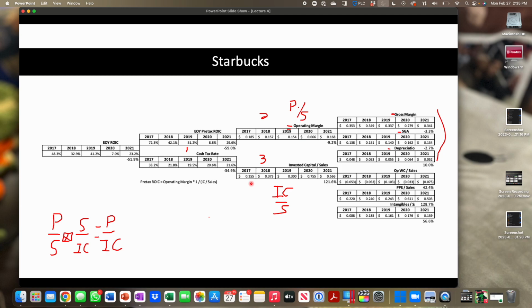If you have more current liabilities than current assets, you can have negative working capital. From an operating perspective, the three most important things to operating working capital are accounts receivable, inventory, and accounts payable. If you have more accounts payable than inventory and receivables, you can end up with negative working capital.